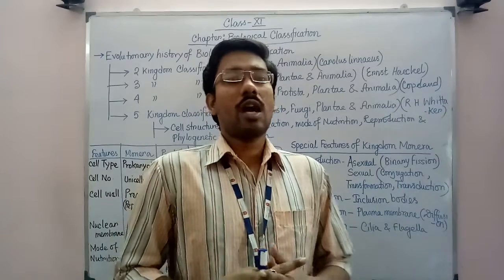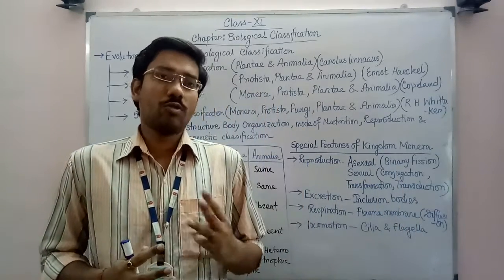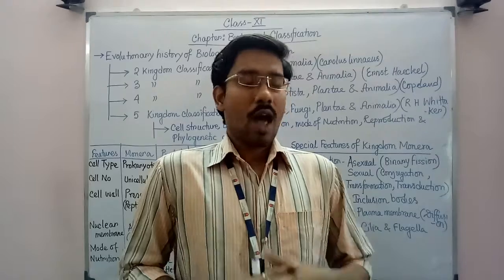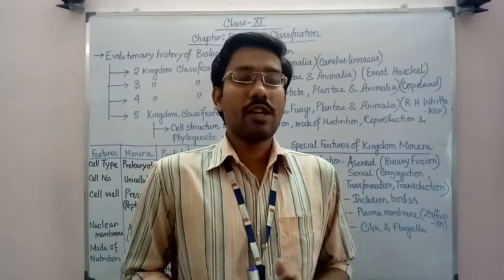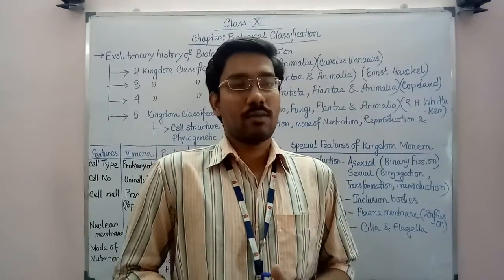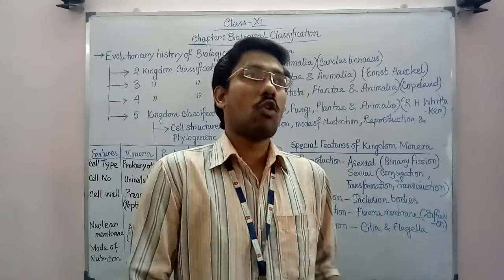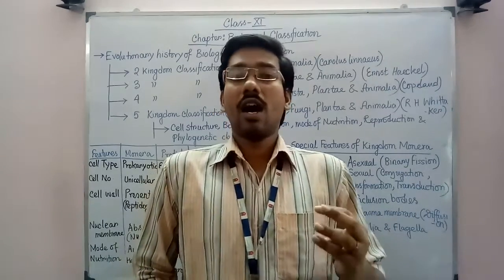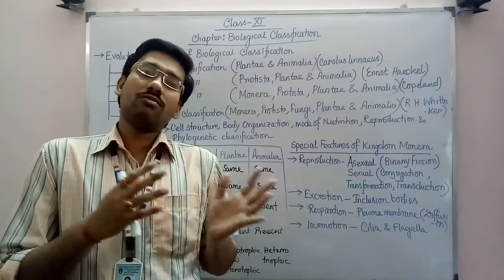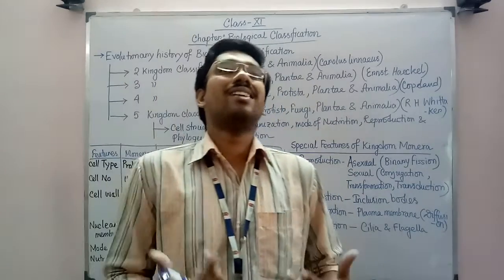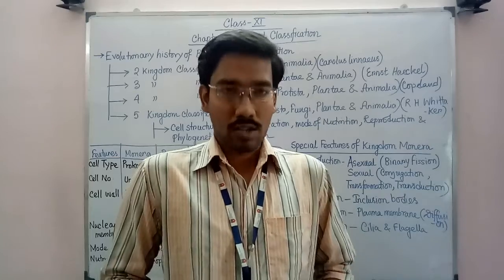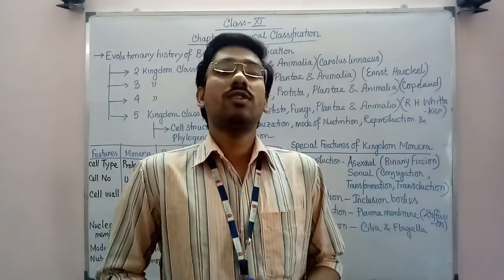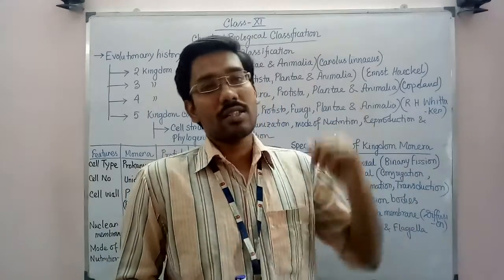In the first chapter we saw the three domain concept proposed by Carl Woese, where he differentiated all of the organisms, including animals, plants and microorganisms, into three different groups: archaea, bacteria and eukarya. After that three domain concept, the classification mechanism advanced a little bit, and we will be discussing that advancement now.